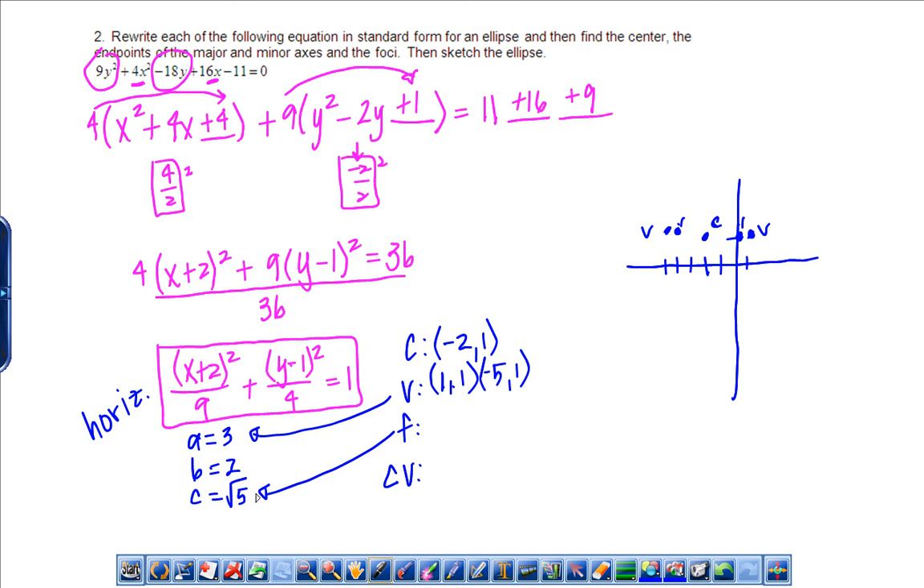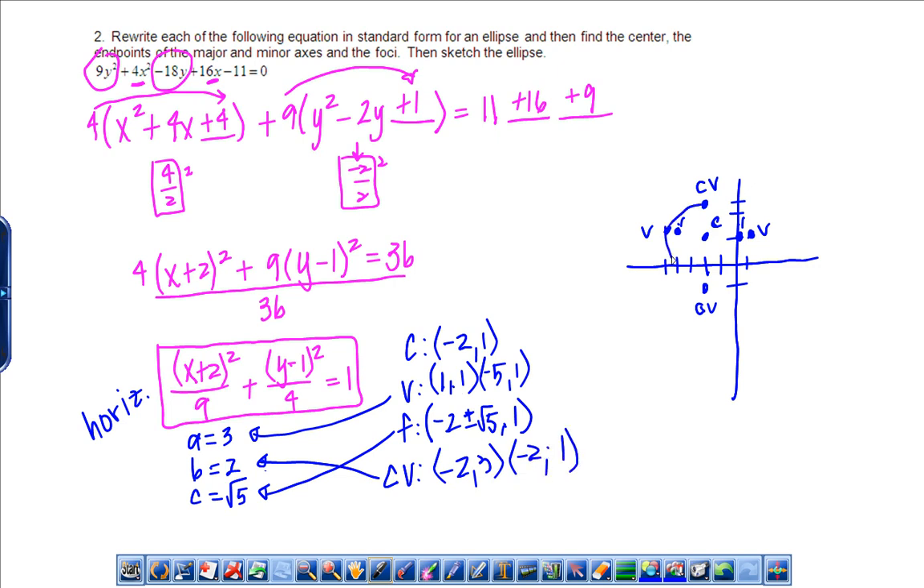And again, if you have your square root, it's -2 plus or minus the square root of 5, and we're staying at 1. And then your co-vertex is up and down 2. So from here, up 2 and down 2. Should have made a bigger picture there. So this is -2, 3 and -2, -1. Ooh, that's messy. And do the best that you can connecting your vertexes.